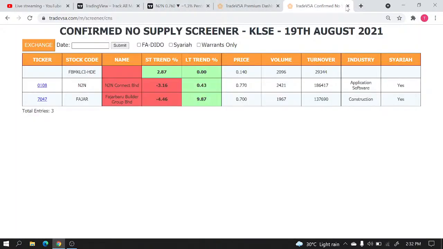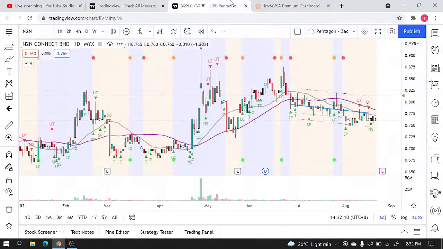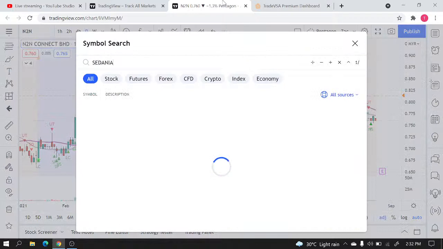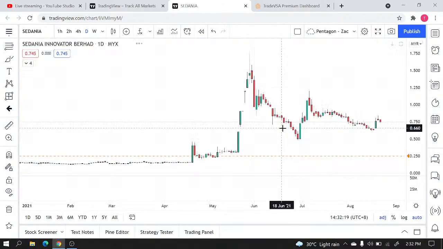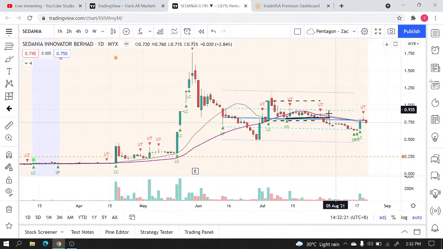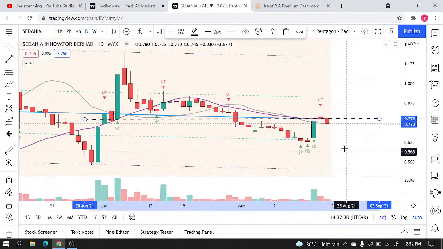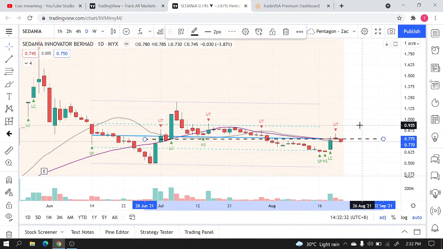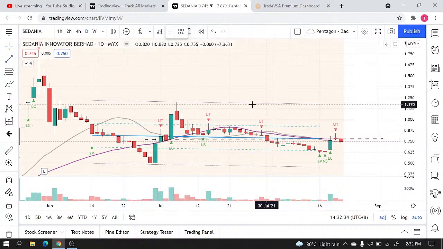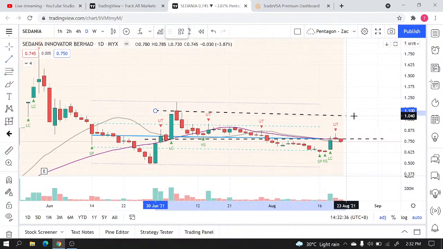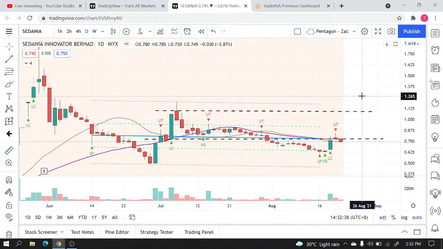Let's go to some of the stock review that you have for me, then we'll close for today's session. So let's go to Sedania. This is the tricky area, because to be frank with you, I haven't really re-entered Sedania. I want to look for a clean and healthy shakeout.